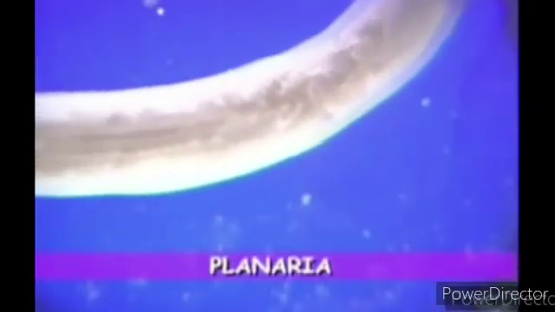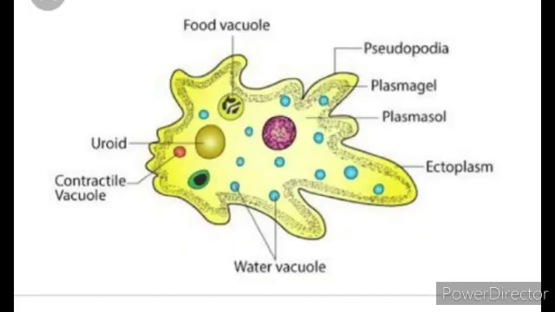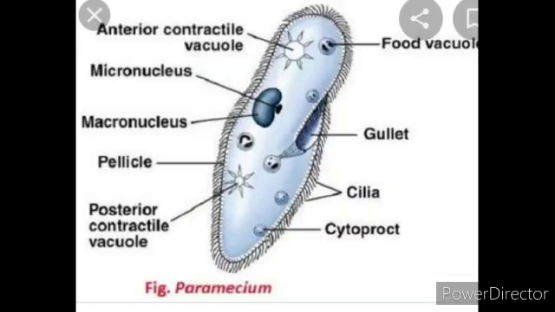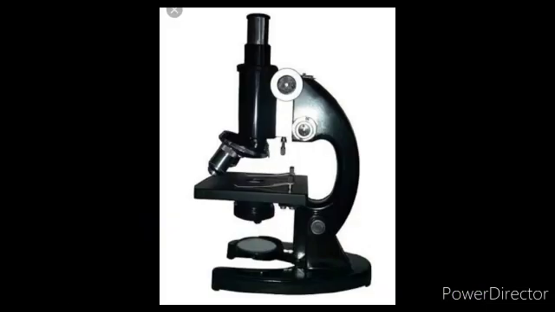Here, we observed a drop of water collected from a pond. What could you see? Isn't there a number of living things moving from here and there? Could you see something like this moving? Yes, it is amoeba. Could you see this one? And this is Paramecium. Now, you can see organisms like these two, and this is Euglena. Yes, now we observed different types of small organisms with an instrument, and this instrument is called a microscope.